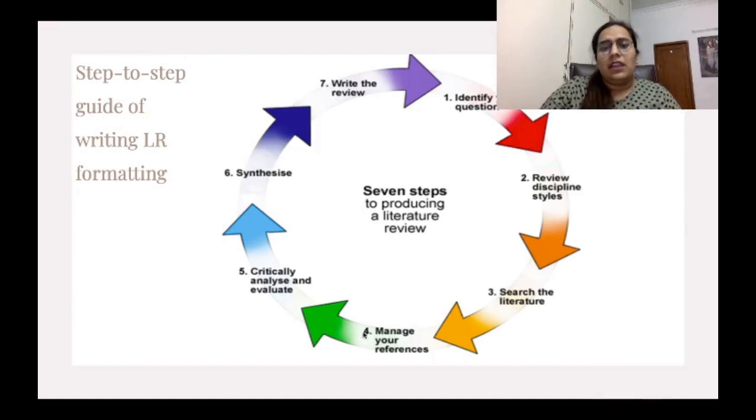The next step is critical analysis and evaluation. When you have this much literature, you would have a proper analysis, and you can't write their whole reference or their whole paper into your literature review. A literature review is basically written in about 12,000 to 15,000 words, not more than that in any thesis. So how you are going to synthesize that literature is basically your sixth step.